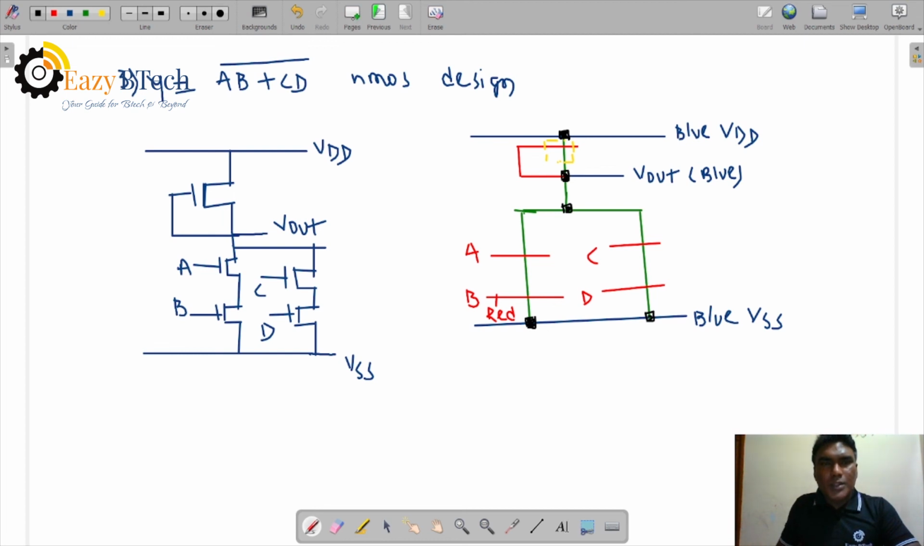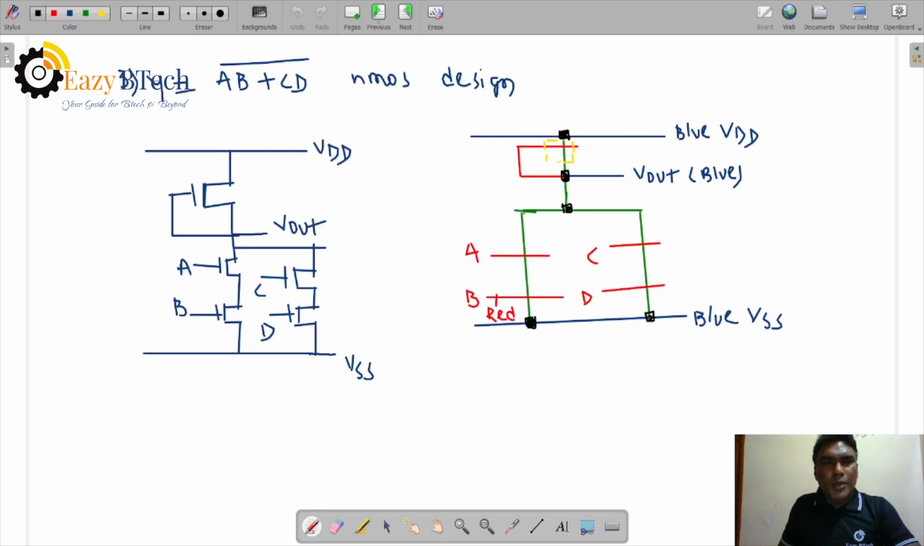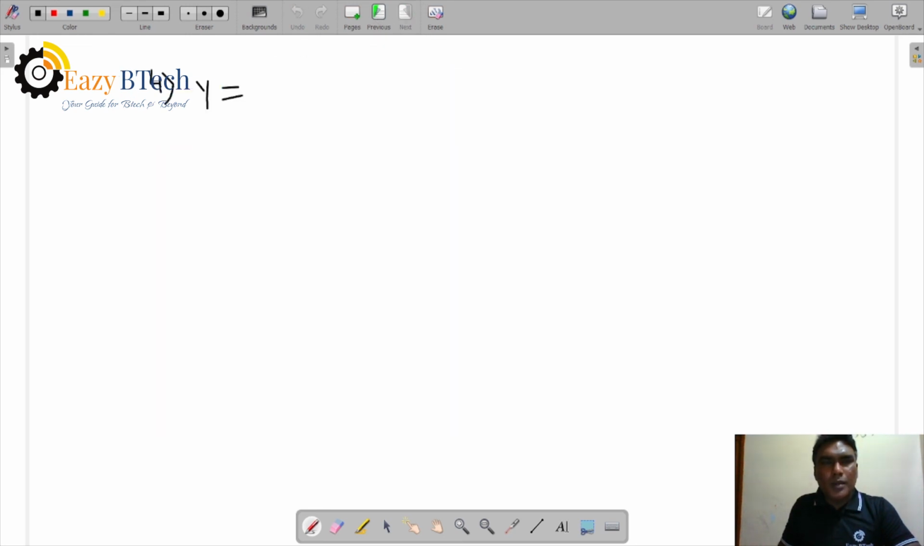The last one we can see, the fourth one, Y is equal to the complement of (A plus B) into (C plus D). So you got the idea. Now you can draw easily on your own. So what is the circuit diagram?